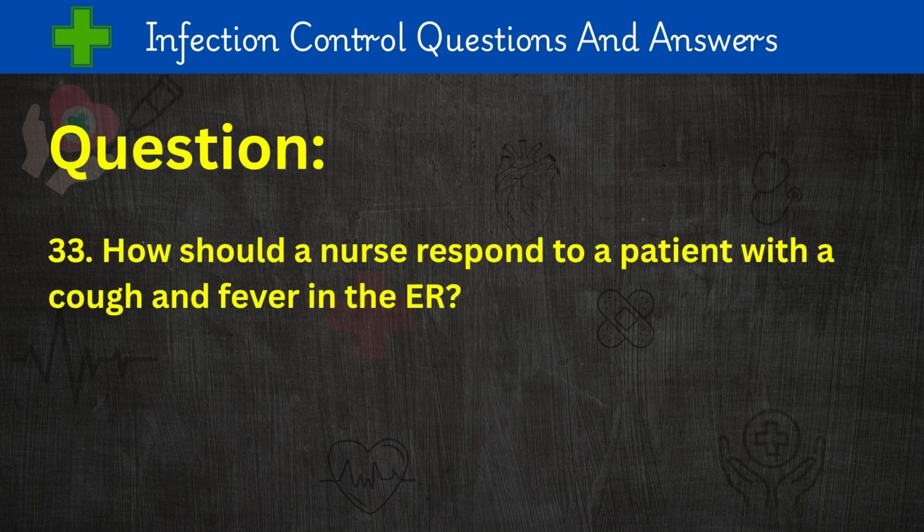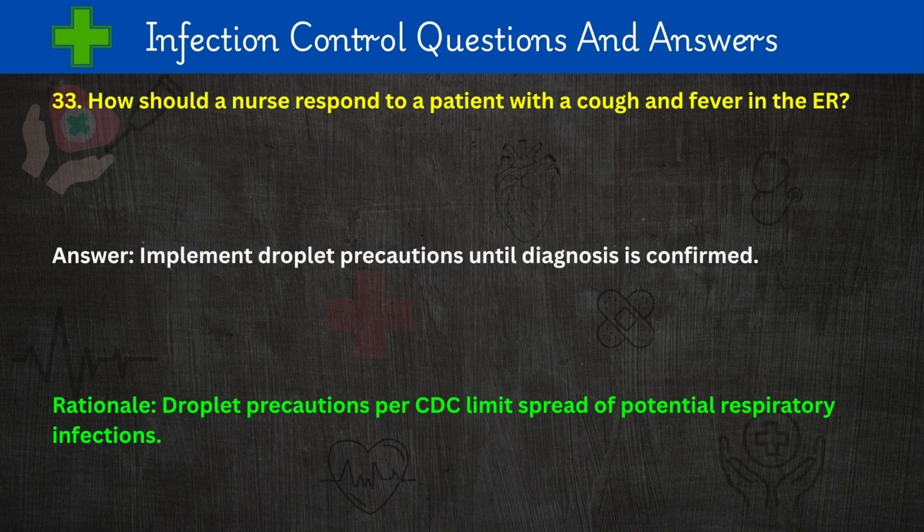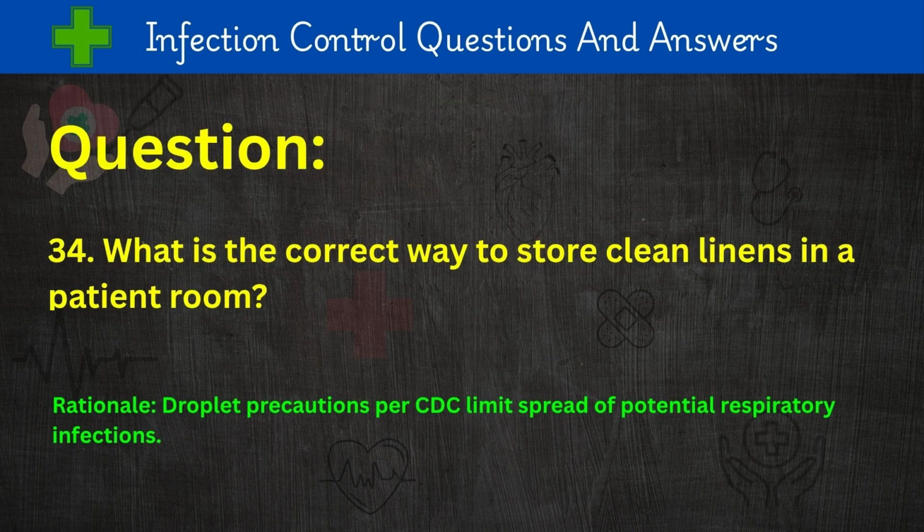33. How should a nurse respond to a patient with a cough and fever in the ER? Answer: implement droplet precautions until diagnosis is confirmed. Rationale: droplet precautions per CDC limit spread of potential respiratory infections.